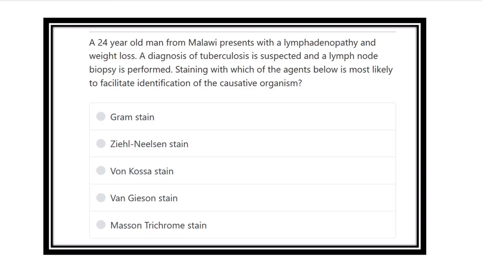A 24-year-old man from Malawi presents with lymphadenopathy and weight loss. A diagnosis of tuberculosis is suspected. So this point is very, very important. Here the diagnosis is almost confirmed that it is a suspected case of tuberculosis. And a lymph node biopsy is performed.